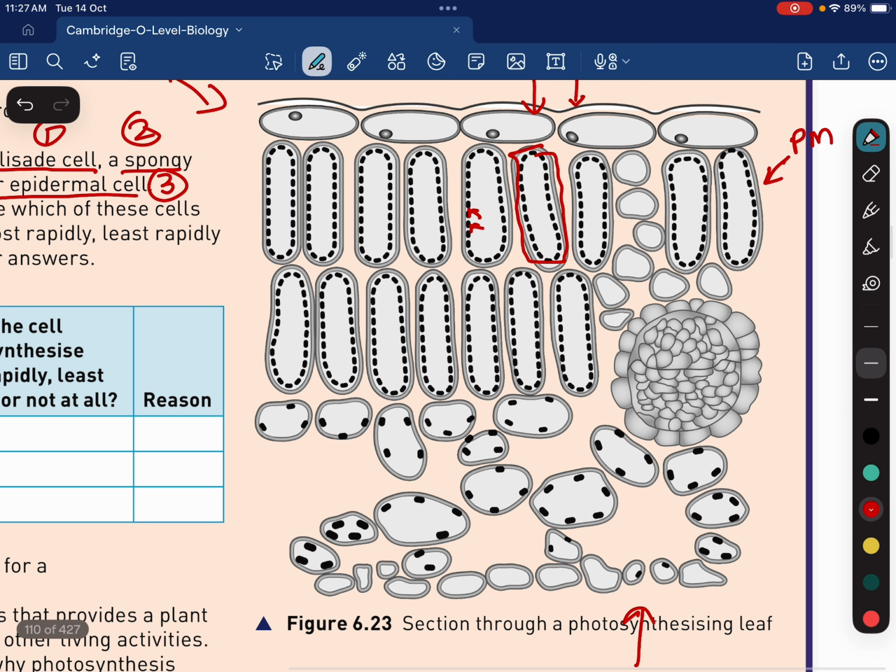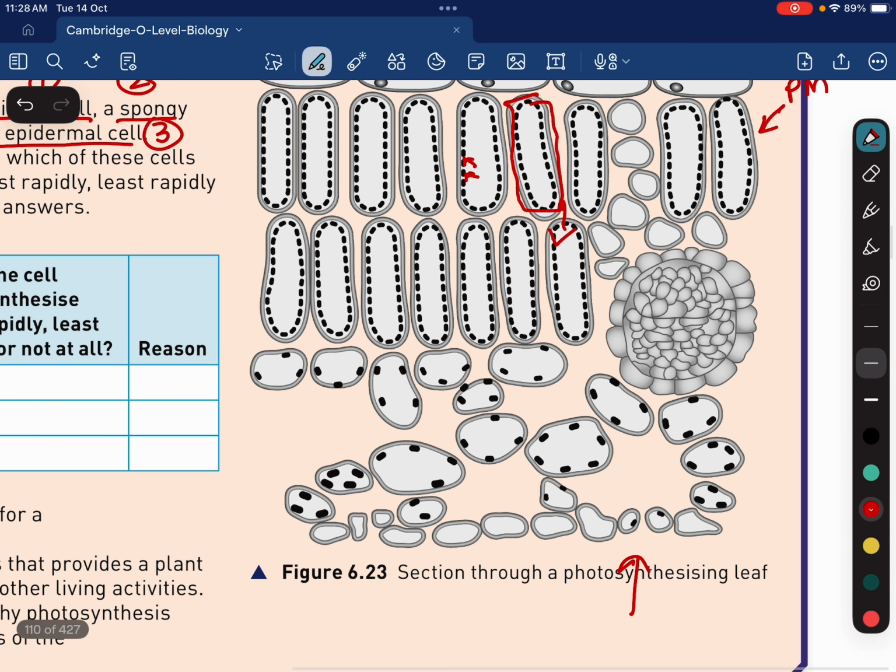Now right below, of course you see more palisade mesophyll cells, but once we come on the lower half of this section, you see over here these are spongy, irregular shaped cells which have comparatively much lesser amount of chloroplast compared to the palisade. So of course these are the spongy mesophyll cells, right? One more thing that we can identify here is that between the spongy mesophyll cells there are air gaps, as you can see, right? Air spaces.